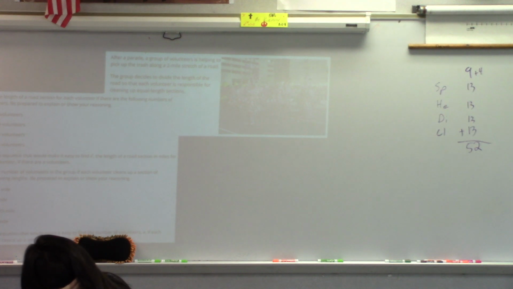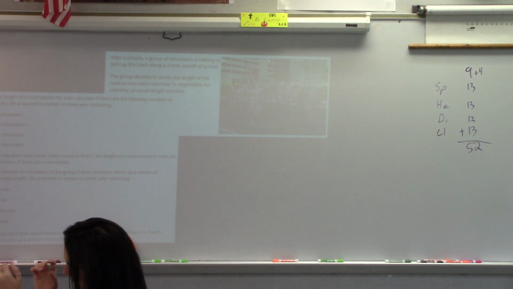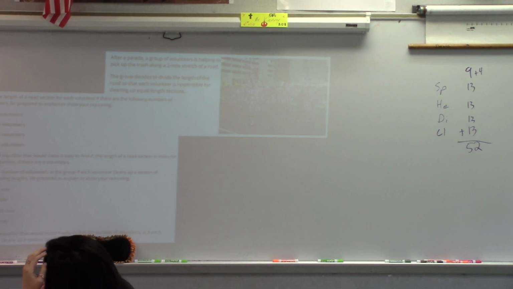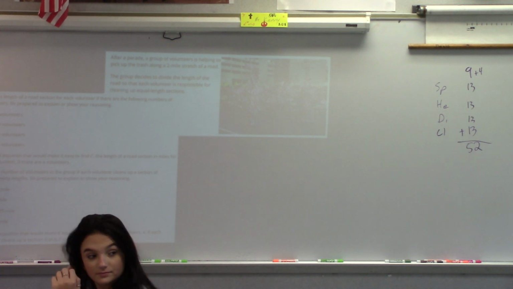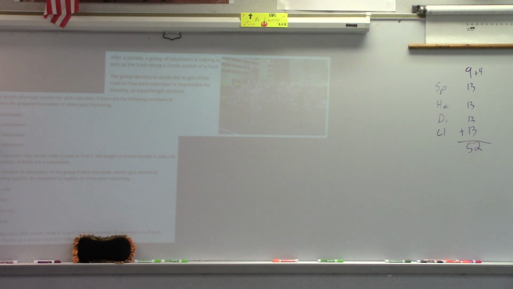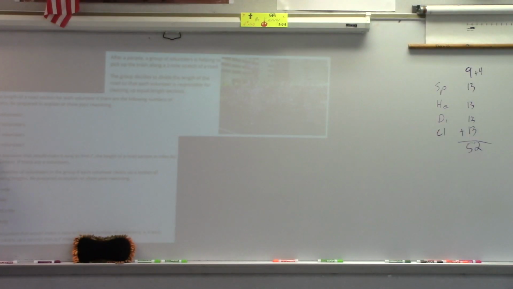After a parade, a group of volunteers is helping to pick up the trash along a 2-mile stretch of road. The group wants to divide the lengths of the road so that each volunteer is responsible for cleaning up equal length sections. Number 1, find the length of a road section for each volunteer if there are the following number of volunteers. No matter how many volunteers there are, how much total road are we cleaning up? 2 miles, right? It's not more complicated than that.